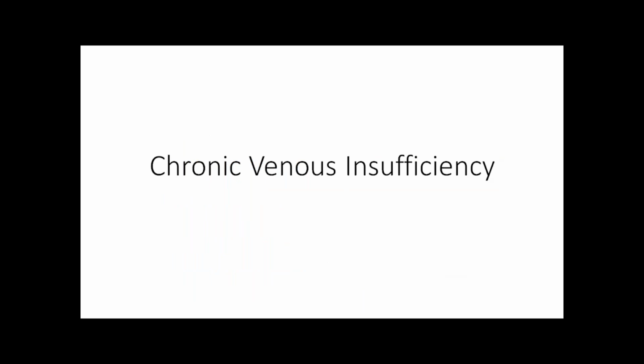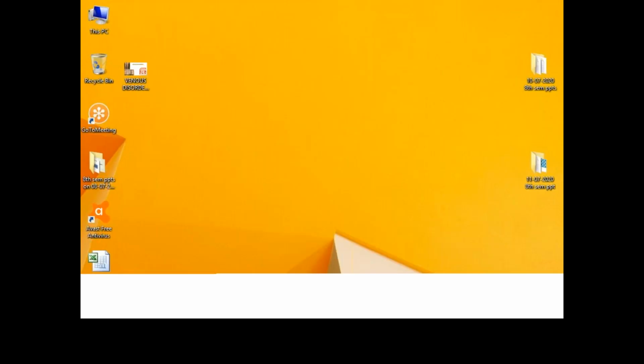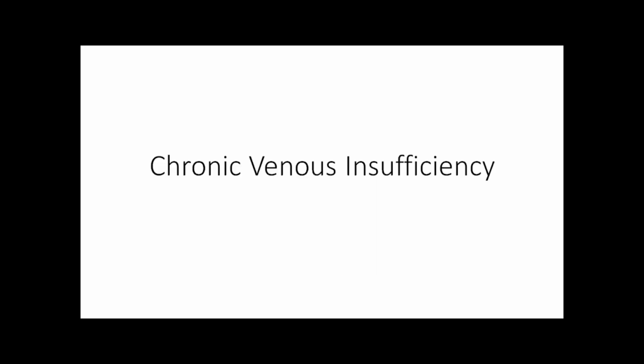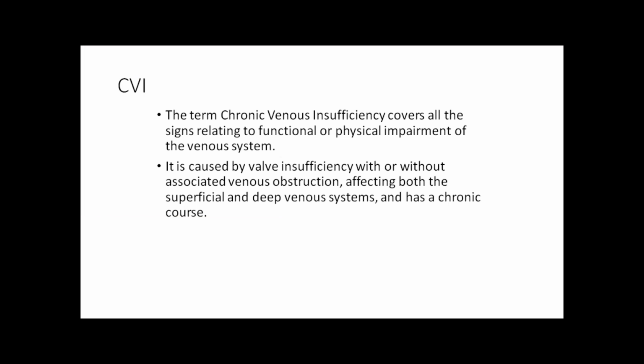Another important topic is chronic venous insufficiency. Before going into varicose veins, we should know the exact pathophysiology, the causes and risk factors for the development of varicosities and deep vein thrombosis. The term chronic venous insufficiency covers all the signs related to functional or physical impairment of the venous system. It is caused by valve insufficiency with or without associated venous obstruction, affecting both the superficial and deep venous system, and has a chronic course.